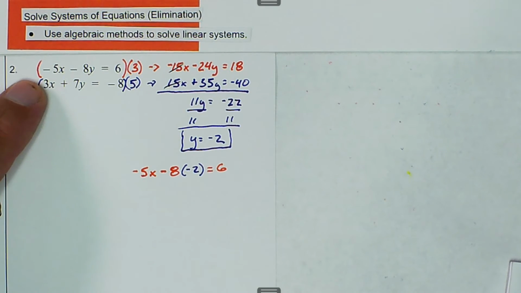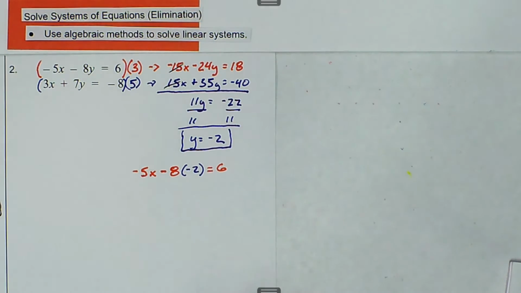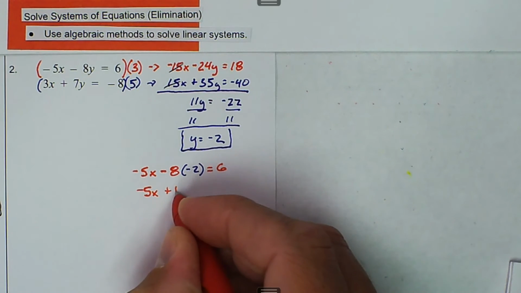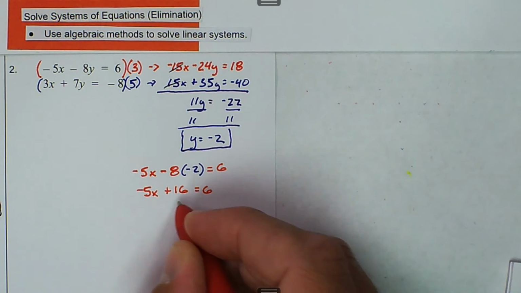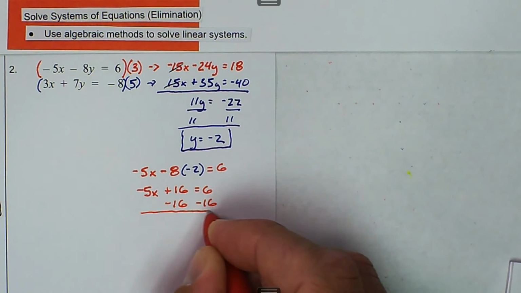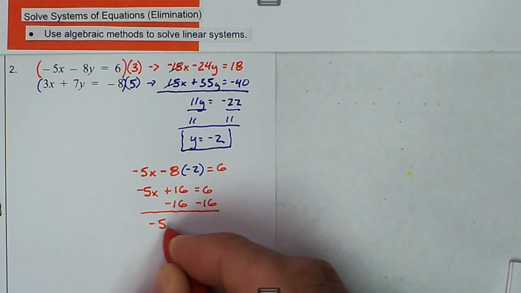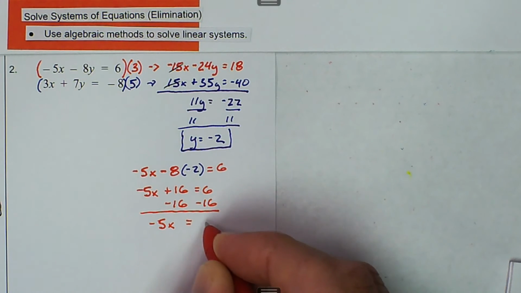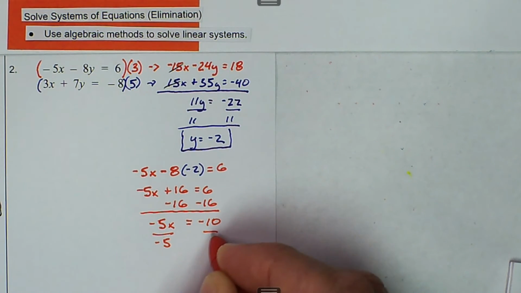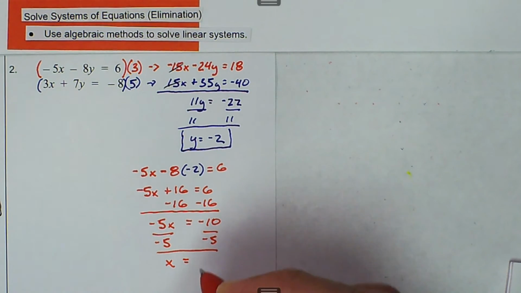And we're going to solve this to figure out what our x variable is. So we get -5x plus 16 equals 6. We can subtract 16 from both sides of the equation, with -5x equals -10, and we divide by -5, and then we get x equals 2.